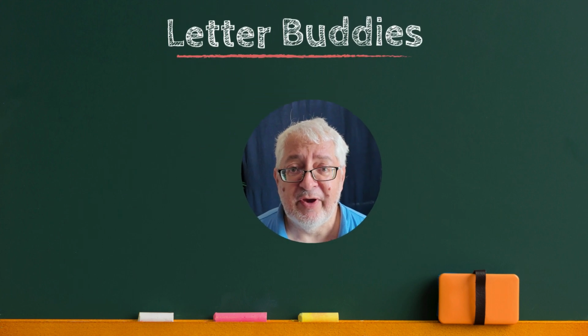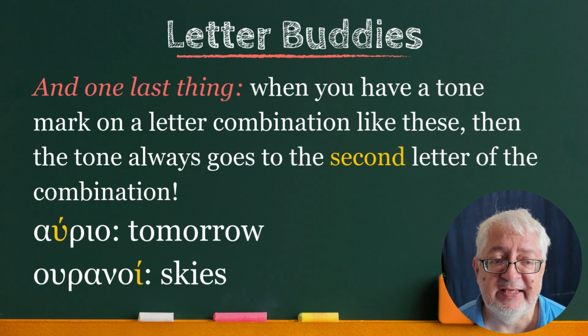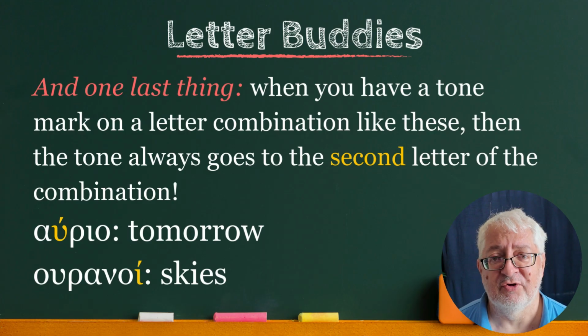So one last thing, when you have a tone on a letter combination like these, the tone always goes onto the second letter of the combination. So in this case of Avrio, for example, it goes on the Iota, Avrio, tomorrow, or when you have Urani, it goes on the Iota of the Omicron Iota combination.